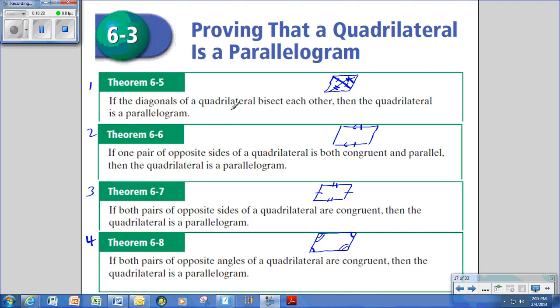Okay, so again, to summarize our lesson, to prove that quadrilaterals are parallelograms, the diagonals have to bisect each other. That's one way. You can have one pair of parallel sides and congruent sides. That would actually automatically make the other sides congruent and parallel as well. You can have two pairs of opposite sides congruent, or you can have two pairs of opposite angles congruent.